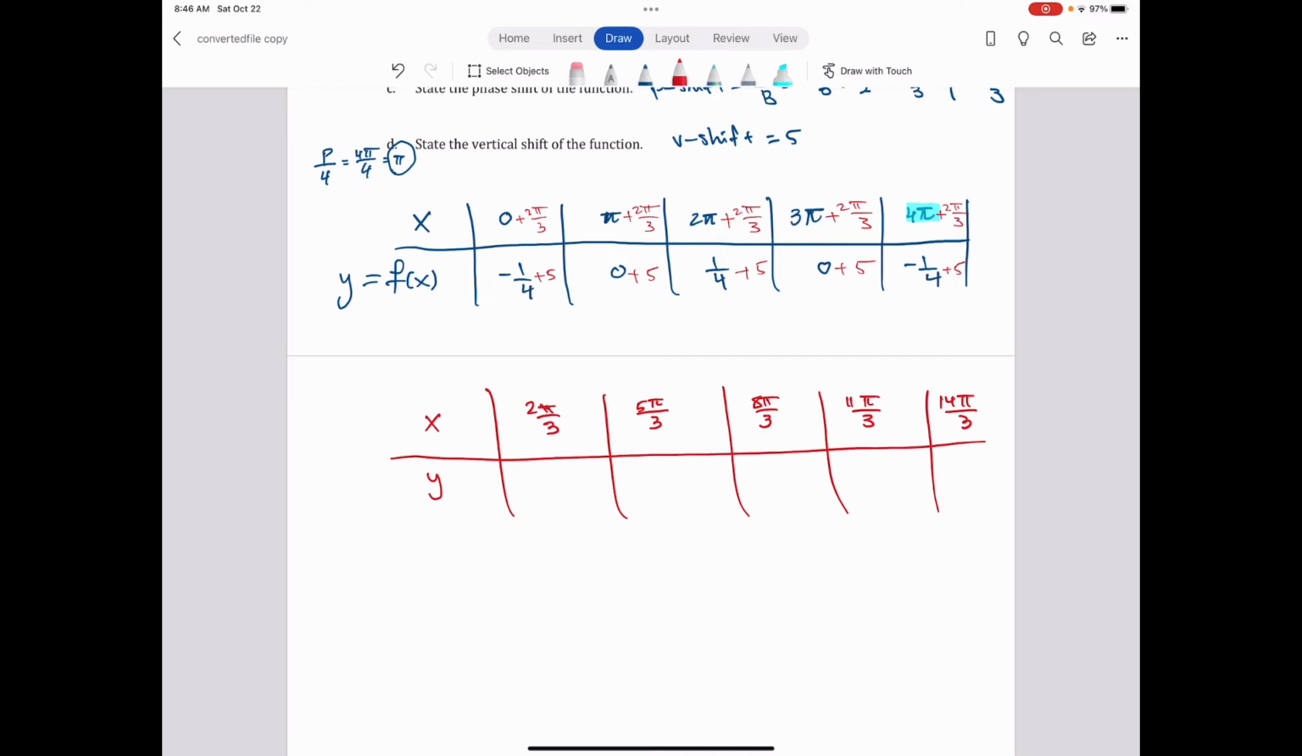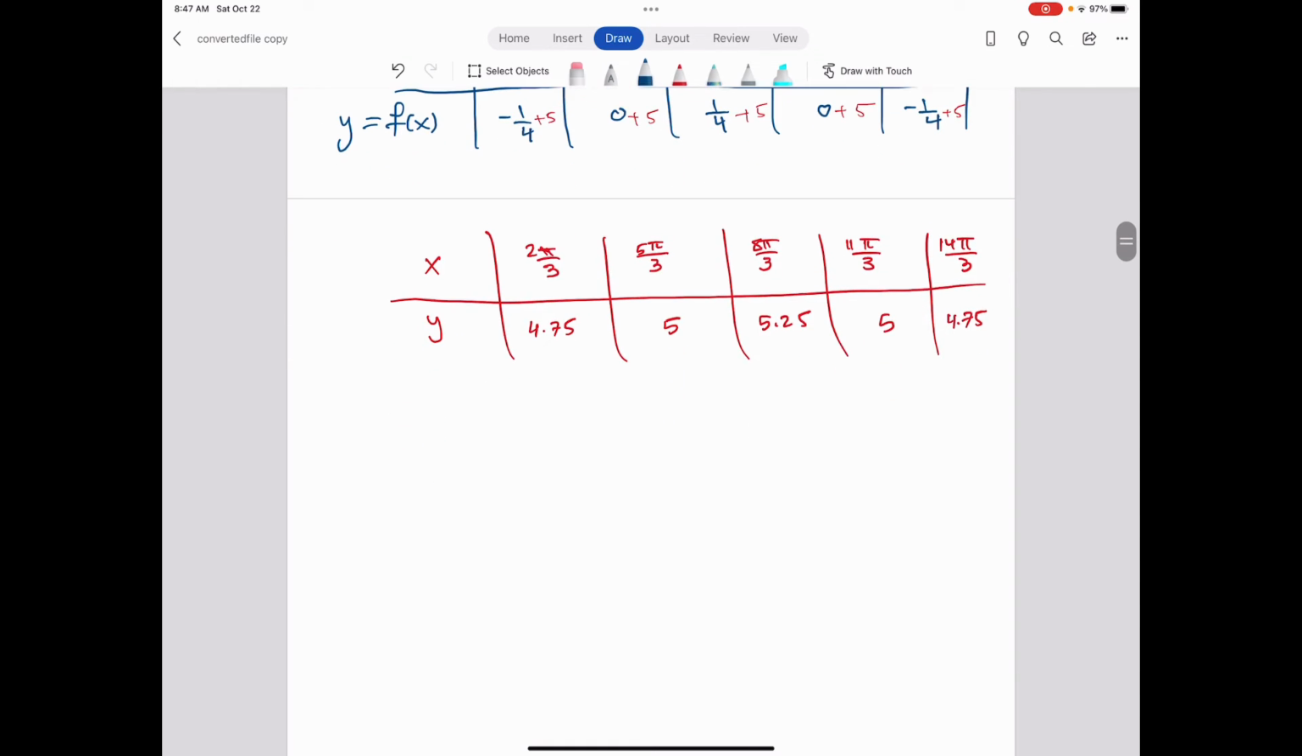And then in this case, I have 5 minus 1/4 will give me 4 and 3/4. I'm just going to do it like that. 5 plus 0 is 5. 5 plus 1/4 is 5 and 1/4. And then 5 again, and then 4.75 again.